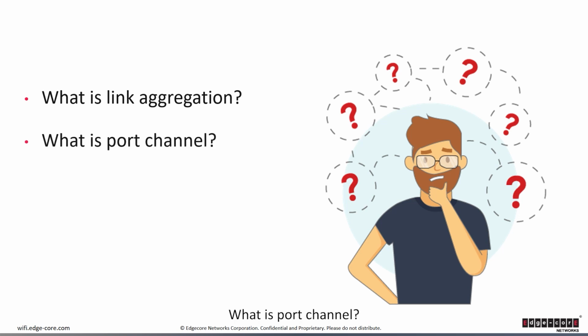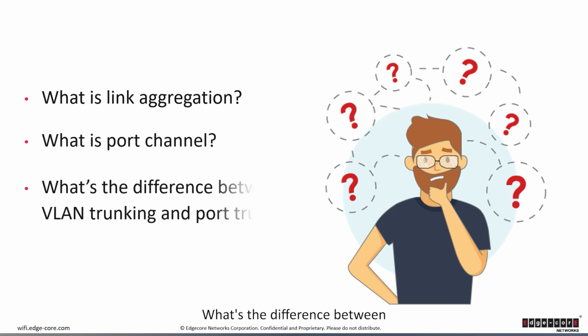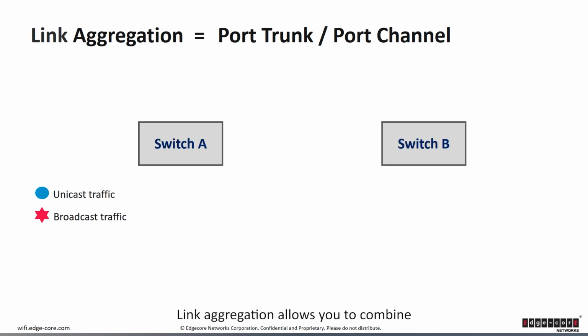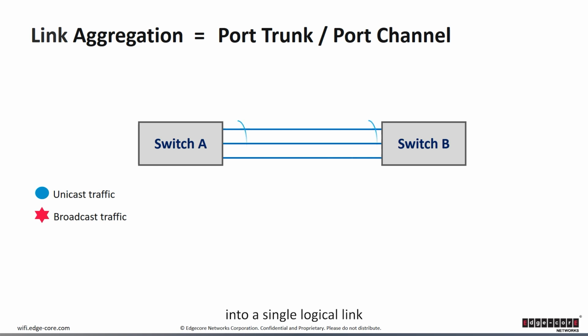What is port channel? What's the difference between VLAN trunking and port trunk? Link aggregation allows you to combine multiple Ethernet links into a single logical link between 2 networked devices. This can improve the bandwidth, reliability, and load balancing of the network.